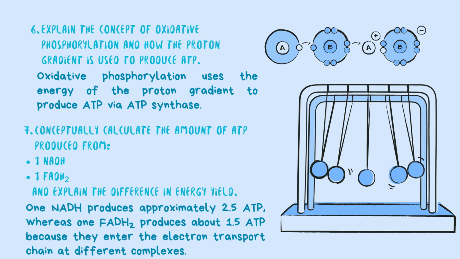Seventh, conceptually calculate the amount of ATP produced from 1 NADH and 1 FADH2 and explain the difference in energy yield. 1 NADH produces approximately 2.5 ATP, whereas 1 FADH2 produces about 1.5 ATP because they enter the electron transport chain at different complexes.